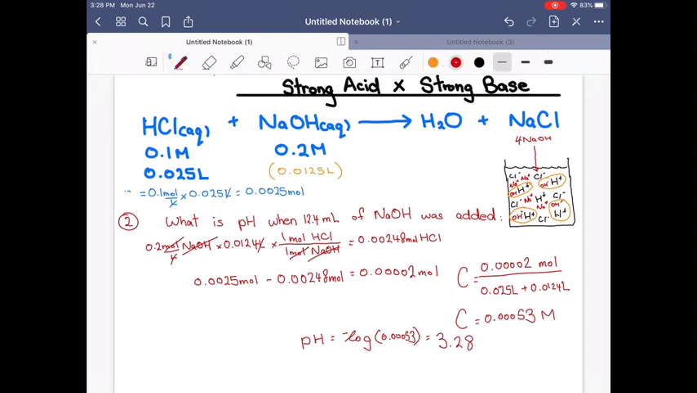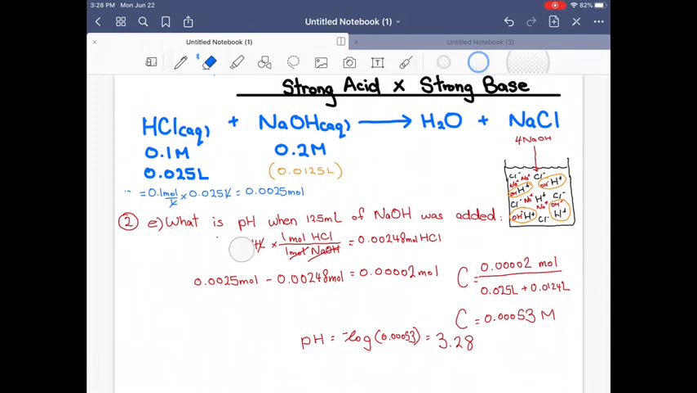Part E. I want to know, what is the pH when 12.5 milliliters of NaOH was added? Okay, now we're talking.